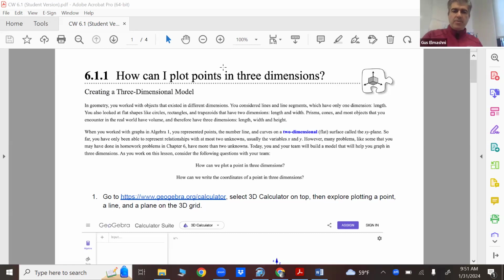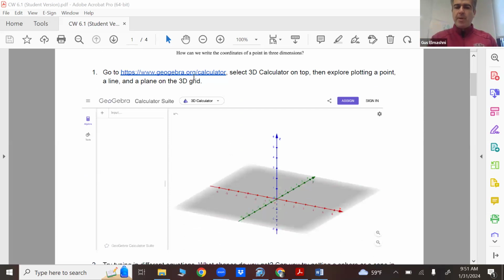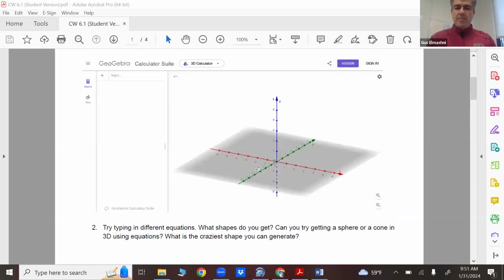We're starting 6.1.1. How can I plot points in 3 dimensions? Obviously you've done stuff in 2 dimensions, right? That's the way we tend to graph. Graphing in 3 dimensions can be a little tricky. If you go to GeoGebra, I'm not sure if you saw that last year in geometry, or if you took geometry this summer, but you can actually graph stuff in 3D and check it out. So this is a quick image of a 3D graph.